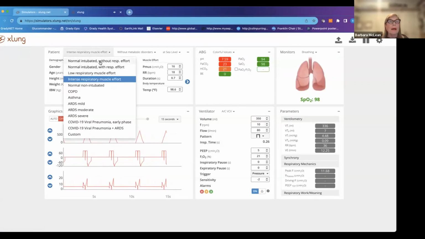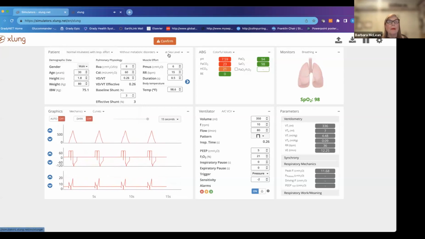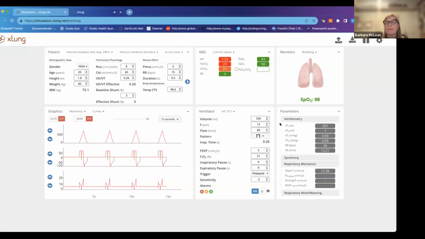I'm going to go back. I wasn't sure what was going to happen. So let's just go back to a normal breathing pattern. I'm going to go back up to about 12 per minute. So I'm setting his respiratory rate. I'm going to confirm that. Okay. And he has some respiratory alkalosis. So I feel like his flow is going too fast. So I'm going to reduce that flow back down to 60.